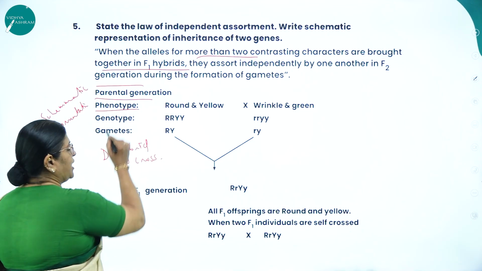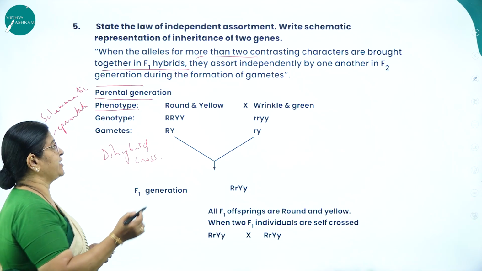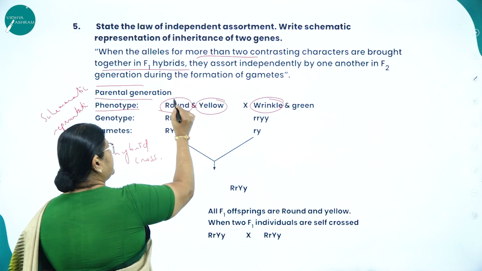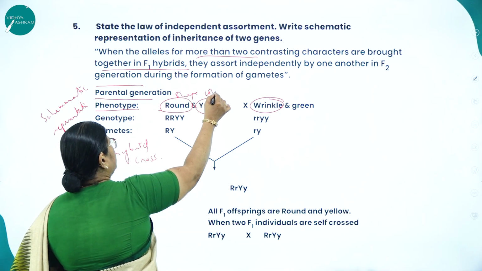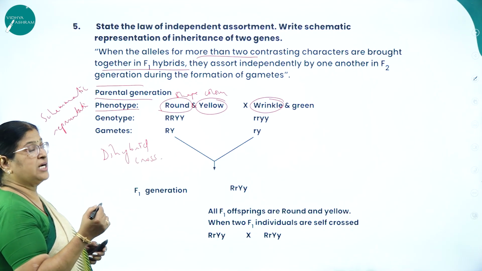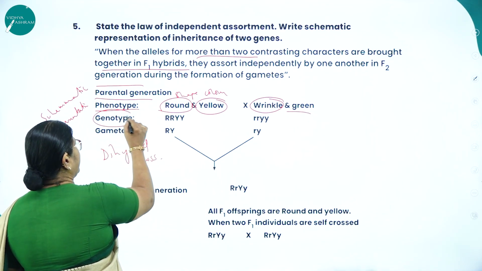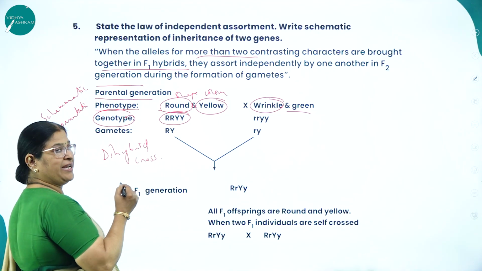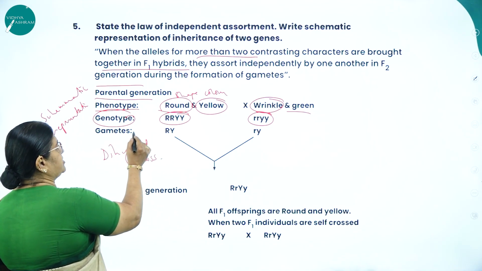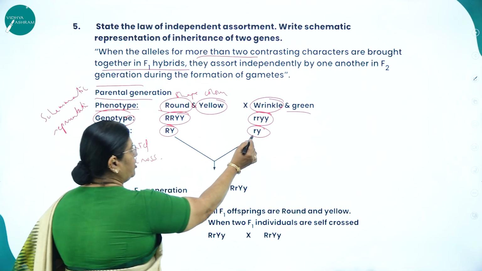So parents, as I said, a dihybrid cross is a cross between two plants differing in two contrasting characters. One character is round, the opposite of round is wrinkled. This is shape and this is color. With respect to shape, round, the opposite is wrinkled; color, dominant is yellow, and for that it is green. So how do you write the genotypes? Capital R, capital R, capital Y, capital Y, small r, small r, small y, small y. When you cross these, these are the gametes: capital R, capital Y, small r, small y.